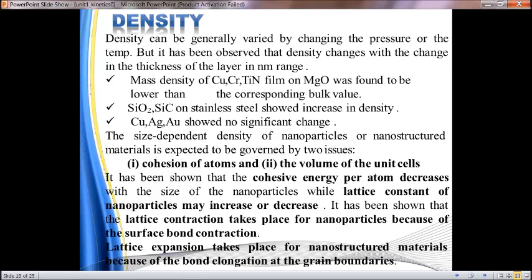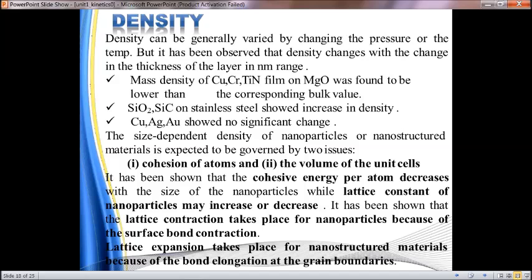So the mass density of copper, chromium, tin films on MgO was found to be lower than the corresponding bulk value. Silicon oxide and silicon carbide on stainless steel showed an increase in density. Copper, silver and gold showed no significant change. The size dependent density of nanoparticles or nanostructured materials is expected to be governed by two issues: cohesion of atoms and the volume of the unit cells.